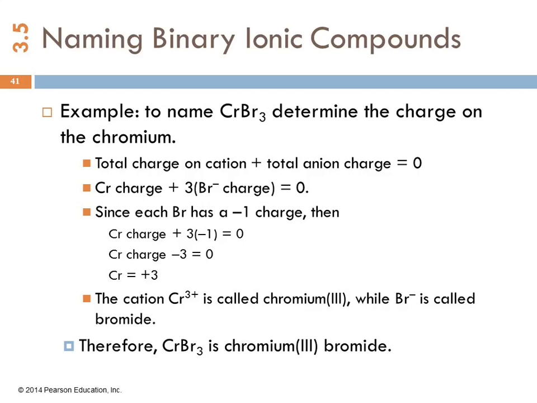So, CrBr3. This is chromium, and we find chromium on the periodic table. Does it need a Roman numeral? Yeah, it's not in group 1A, 2A, or the triangle. So it needs a Roman numeral. We have to figure out what the charge is.